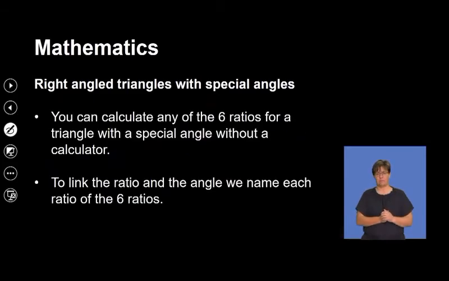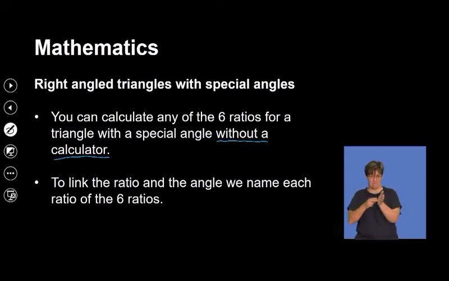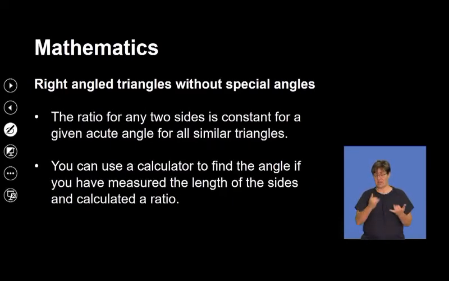Now, you can calculate any of the 6 ratios for a given triangle with a special angle without a calculator, right? To link the ratio and the angle, we name each ratio of the 6 ratios. What do I mean when I say that? We call them sine, cosine, tangent, and then we look at 3 other ratios, but we'll look at that just now.